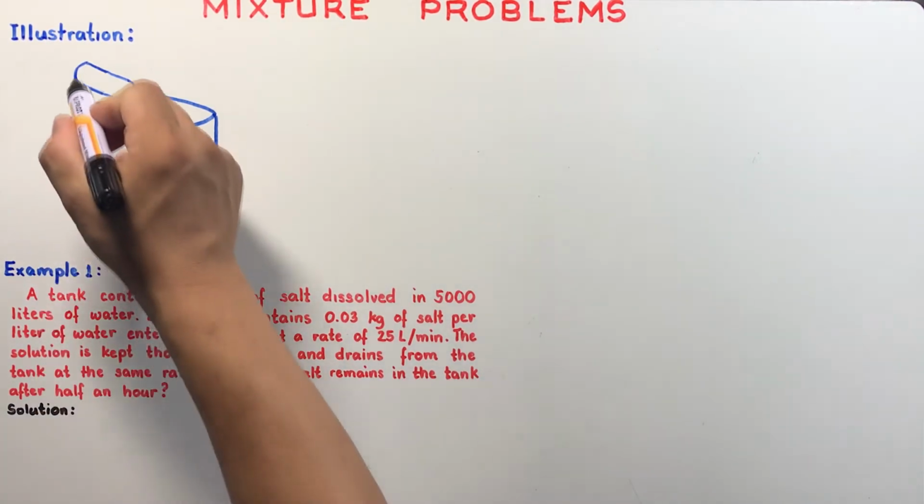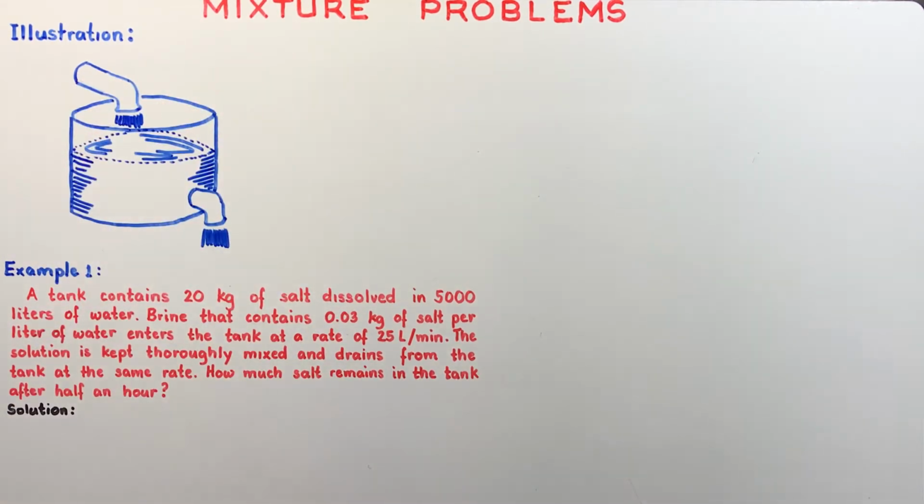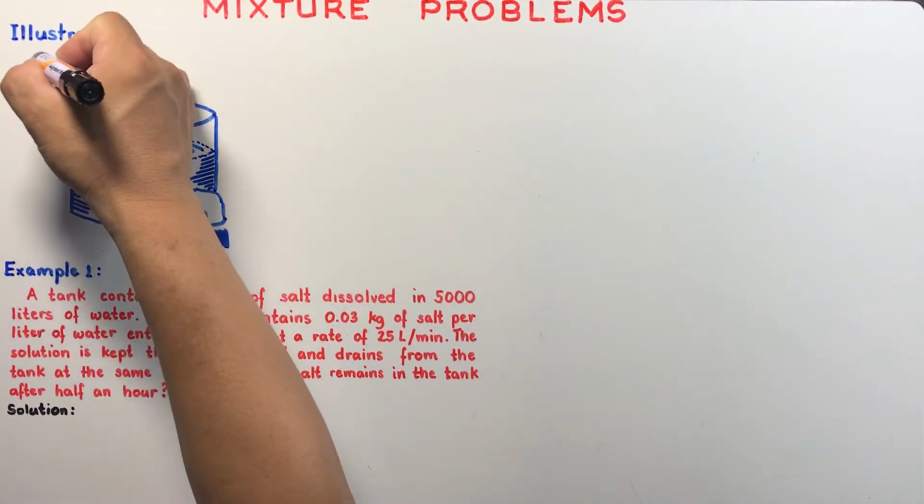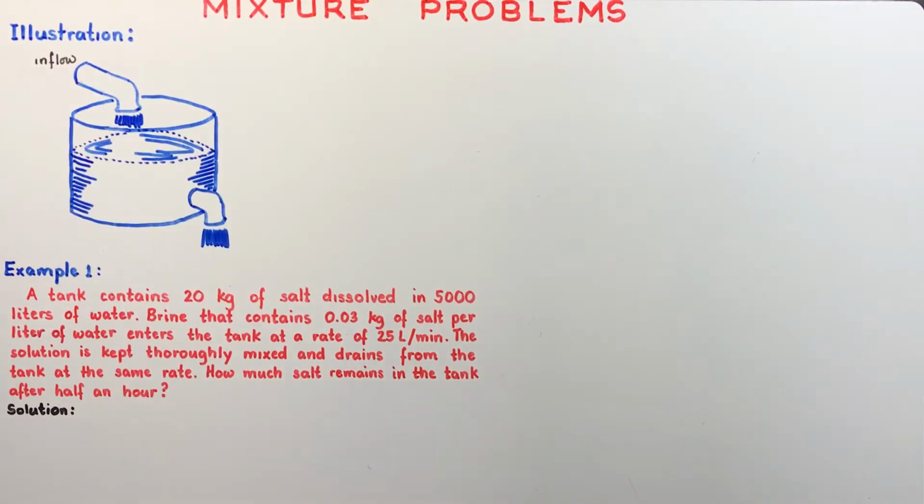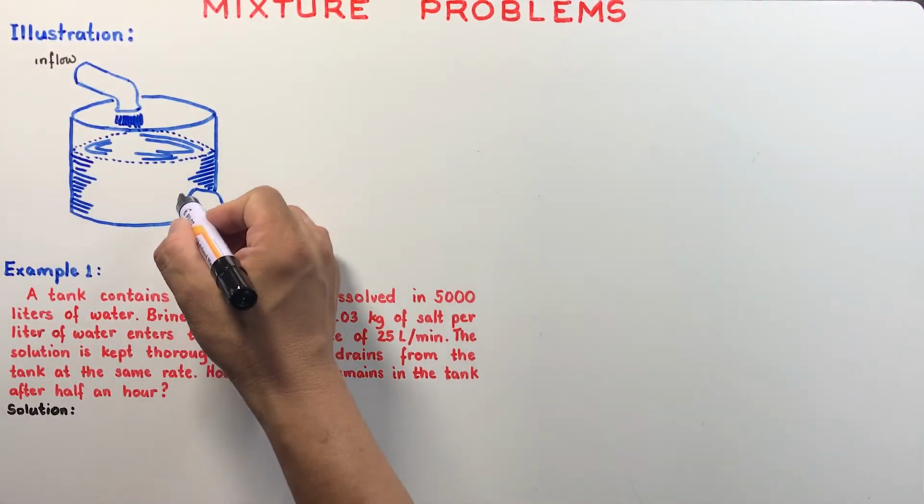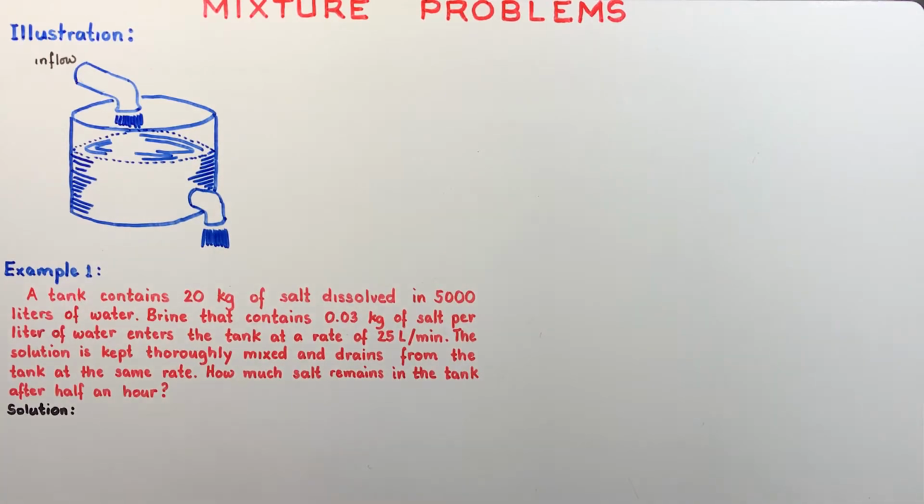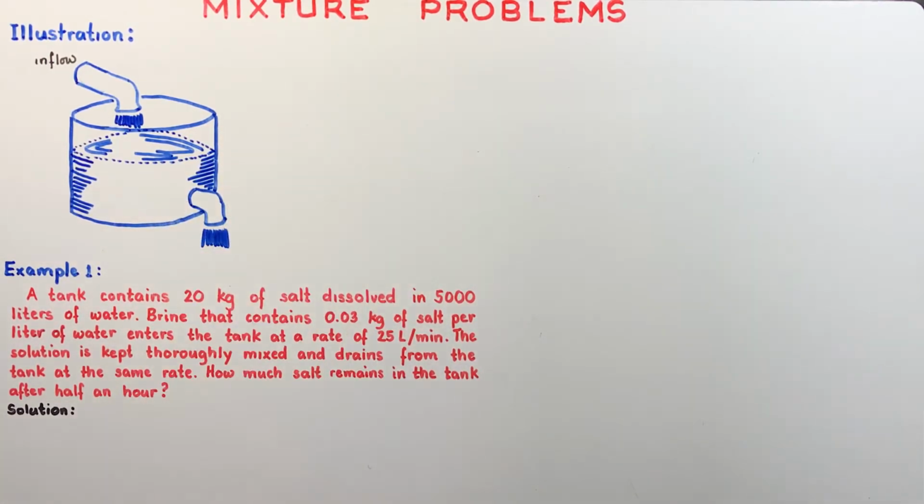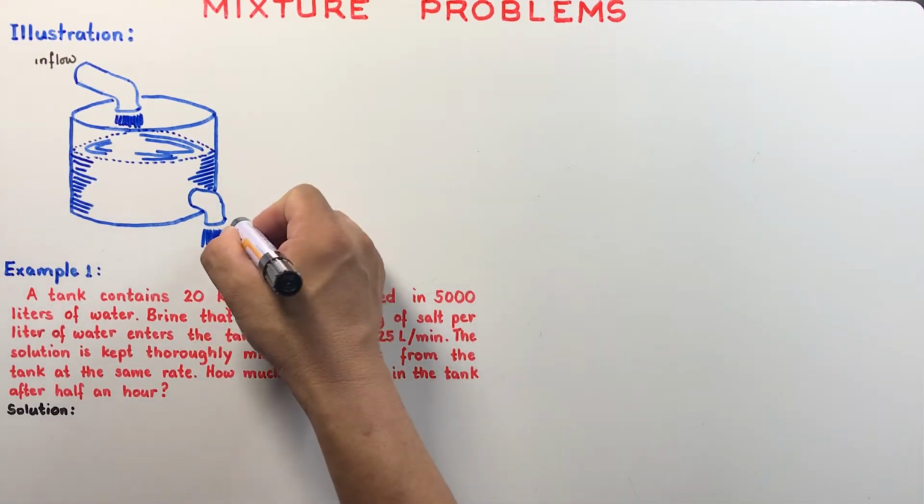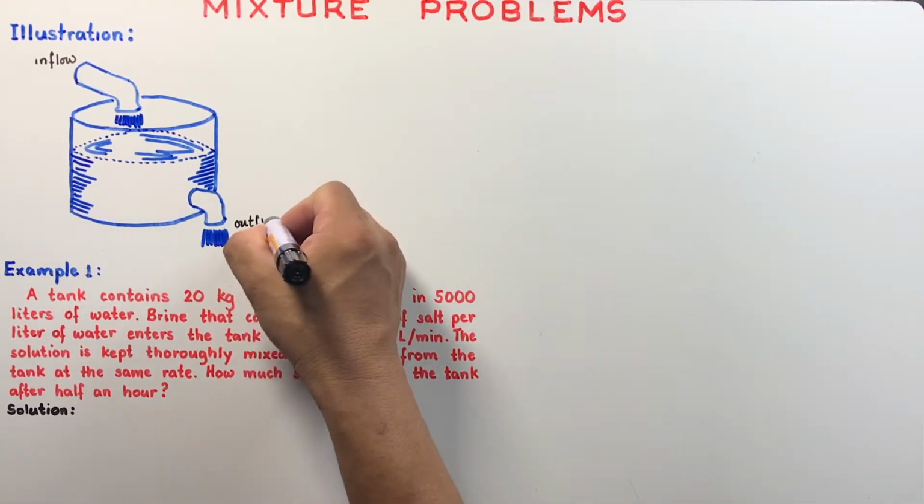And we have here an inlet pipe that flows another solution towards the content of this tank. So this one is an inflow of another solution. And you can see also that there is another pipe, which is an outlet pipe that flows the content outside the tank. So this is the outflow of the content of the tank.